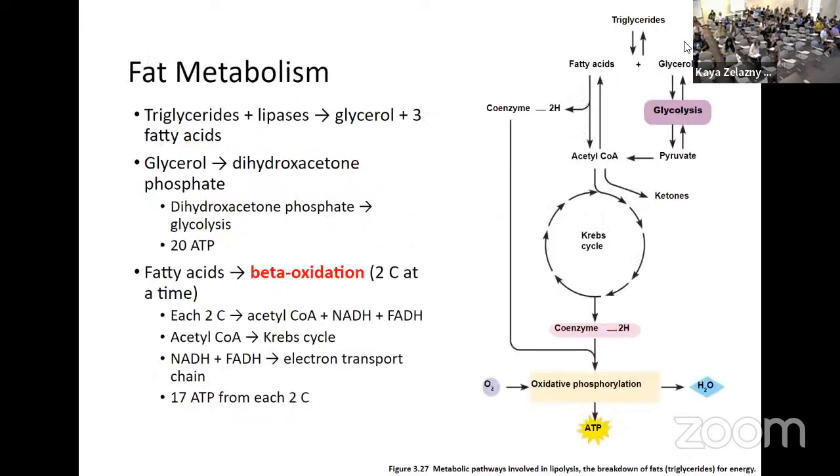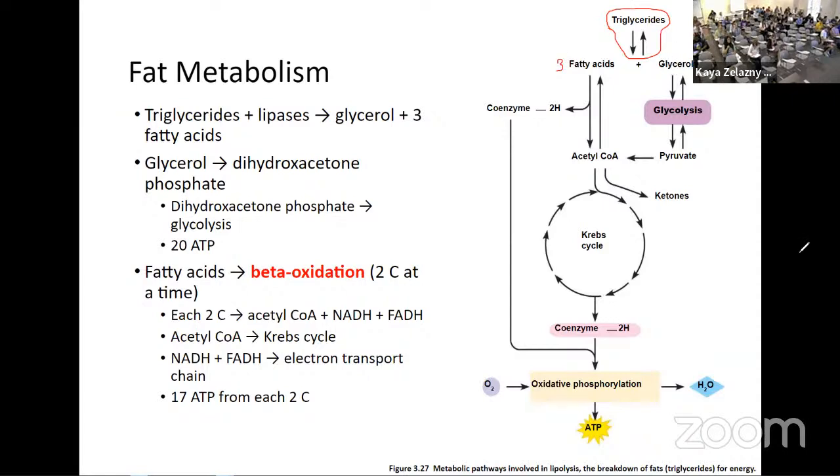So when we're metabolizing fats, what we're talking about is metabolizing those triglycerides. We're starting with a triglyceride. And the first thing we're going to do is break off those 3 fatty acid chains from the glycerol backbone because we're going to treat them differently. So there are 3 fatty acids and one glycerol backbone.